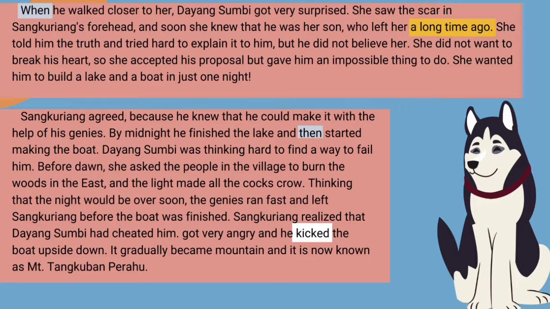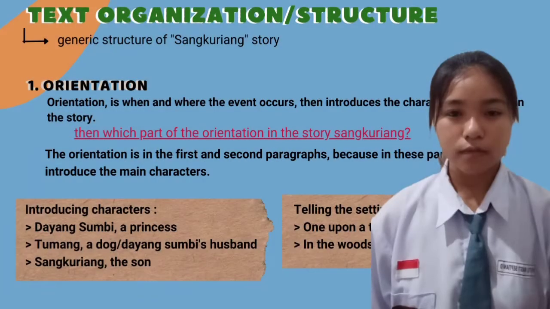Sangkuryang agreed, because he knew that he could make it with the help of his genies. By midnight he finished the lake and then started making the boat. Dayong Sumbi was thinking hard to find a way to fail him. Before dawn, she asked the people in the village to burn the woods in the east, and the light made all the cocks crow. Thinking that the night would be over soon, the genies ran fast and left Sangkuryang before the boat was finished. Sangkuryang realized that Dayong Sumbi had cheated him, got very angry and he kicked the boat upside down. It gradually became a mountain and it is now known as Mount Tangkuban Parahu.